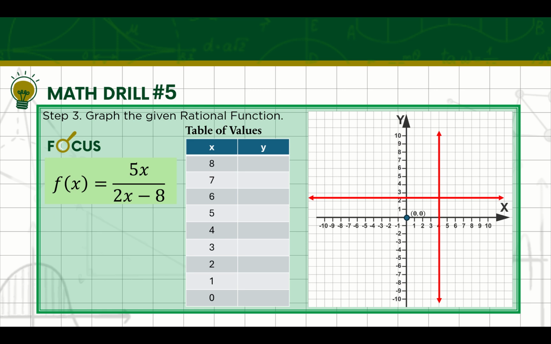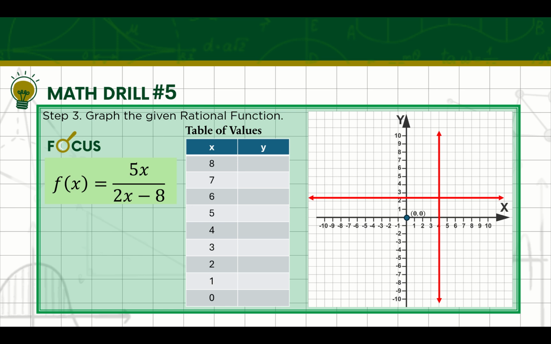Since we already now have our x and y intercept, vertical and horizontal asymptote, we're going to look for the table of values. In this part, I use the values of x from 0 to 8. Since I want to identify the flow of the graph greater than 4 and less than 4 based on our vertical asymptote.